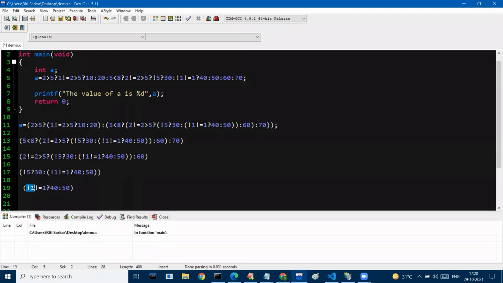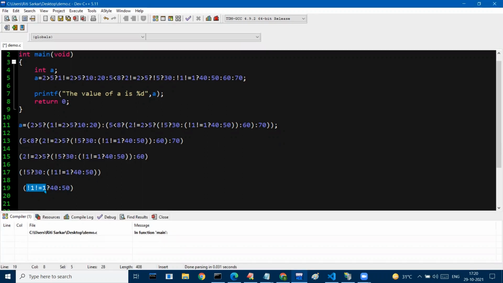So not 1 means what actually? Not 1 is a false value, that means 0. Is 0 not equal to 1? Is the value of 0 not equal to 1? Yes, 0 is not equal to 1. 0 and 1 are not the same. Then what should be the answer? 40 should be the answer.